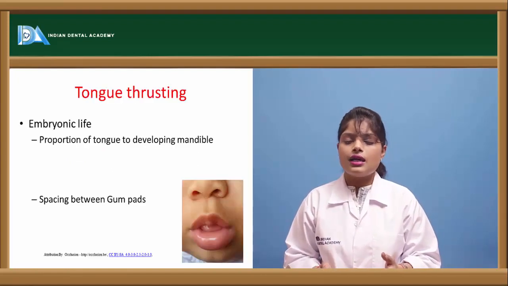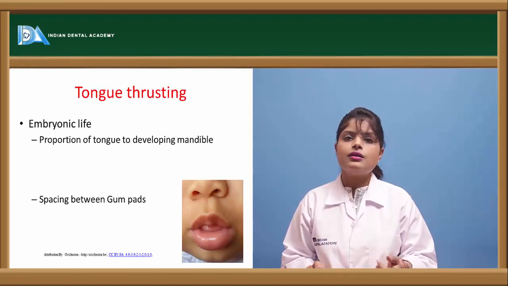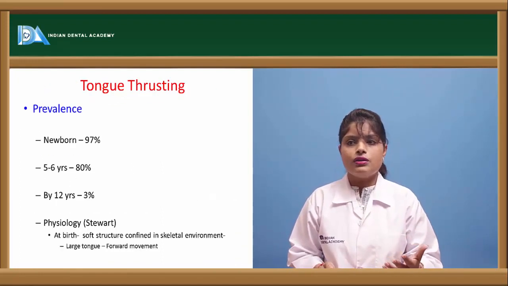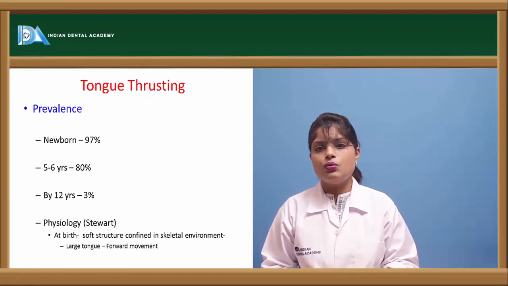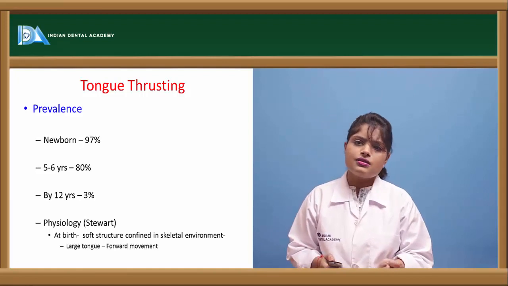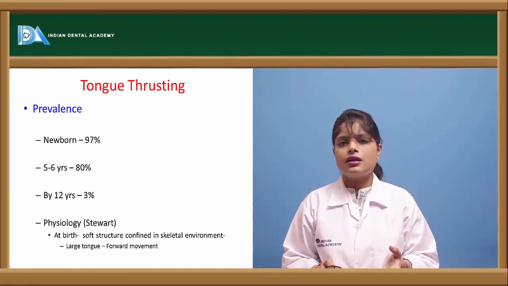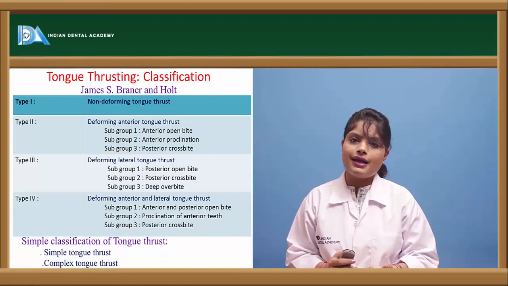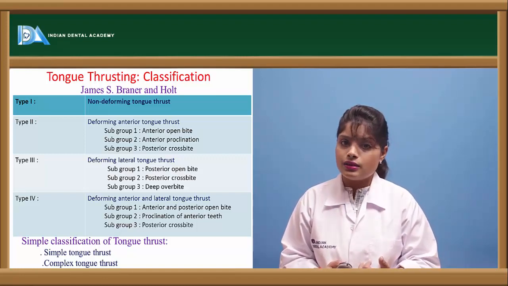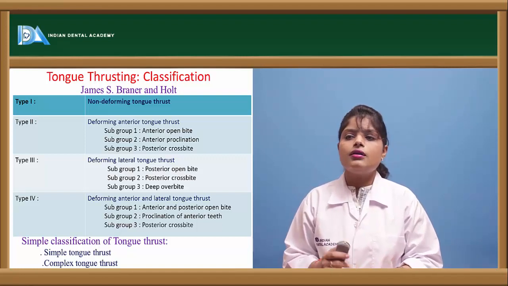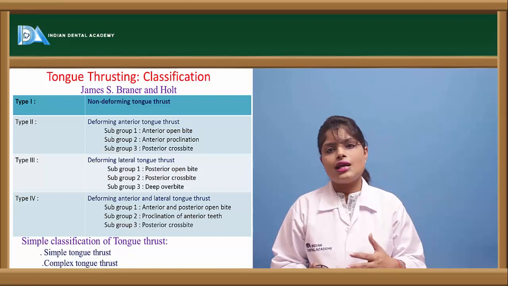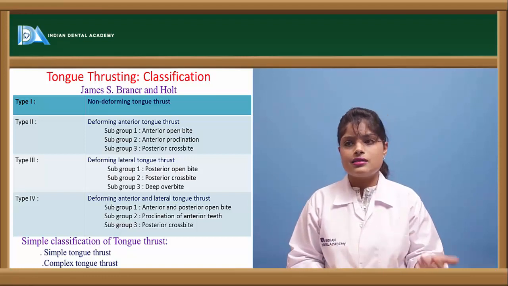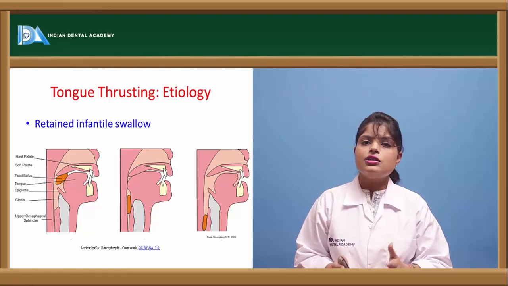So tongue thrusting is the placement of the tongue between the lips and the anterior teeth of the child. It is a forward placement of the tongue. It will be present in the newborn and will be omitted by the age of 5 to 6 years and be continuously discontinued by the age of 30. So there are various types of tongue thrusting, that is the non-deforming anterior tongue thrust, the deforming posterior tongue thrust or the lateral tongue thrust, then the deforming anterior and the lateral tongue thrust, which can be divided into further groups like posterior cross bite, the anterior open bite, etc.